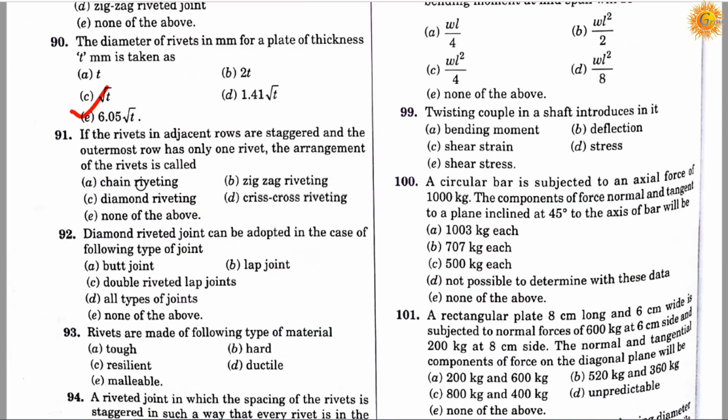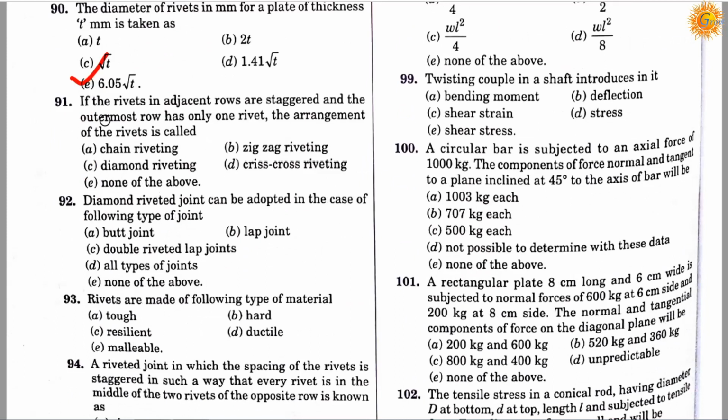Question number 91. If the rivets in adjacent rows are staggered and the outermost row has only one rivet, the arrangement of the rivets is called: option A chain riveting, option B zigzag riveting, option C diamond riveting, option D crisscross riveting, option E none of the above. Correct answer is C, it's called diamond riveting.